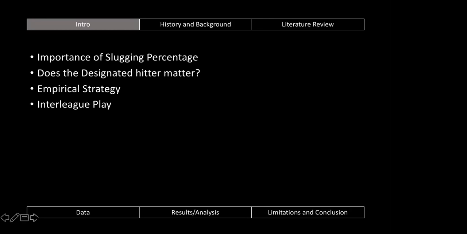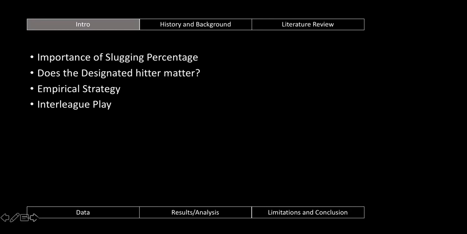And along with that, throughout my time watching Major League Baseball, there has been a debate on whether people prefer the designated hitter rule or to not have the designated hitter in baseball. So I thought to combine both of these ideas and see if the designated hitter has an effect on a team's offensive output, and in particular, for my research, their slugging percentage. Also, when I looked into research on this topic, there really wasn't much in regards to any effect of the designated hitter, which I thought was interesting.